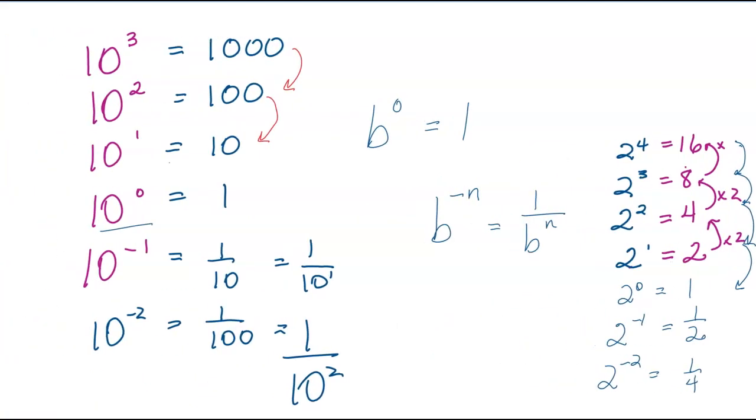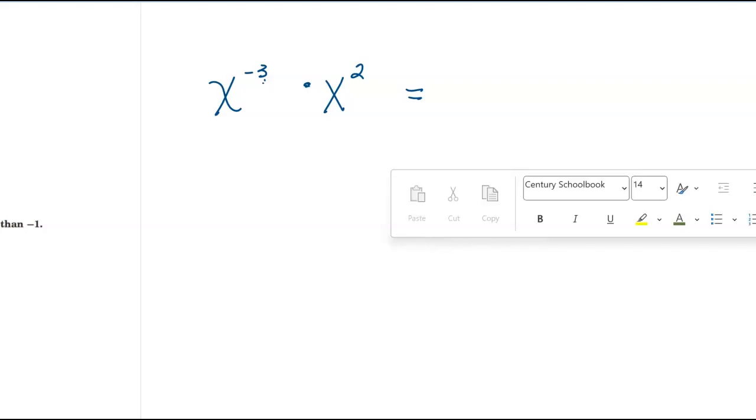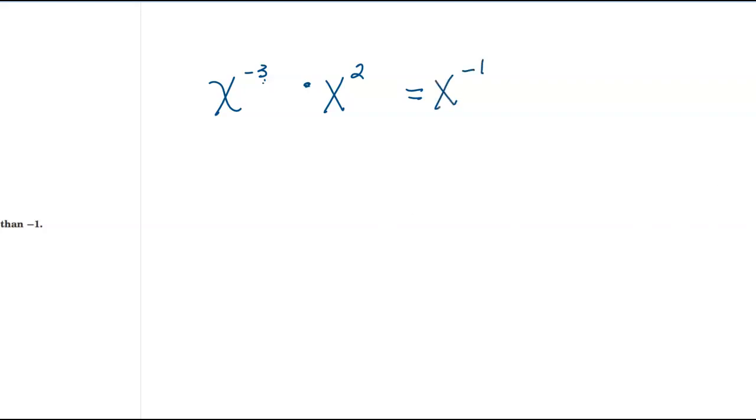Let's do a couple of exercises with that. Notice I'm multiplying the same base, but with different exponents. So the rule holds where you're going to add the exponents. x to the negative third times x squared. Negative 3 plus 2 is x to the negative 1.